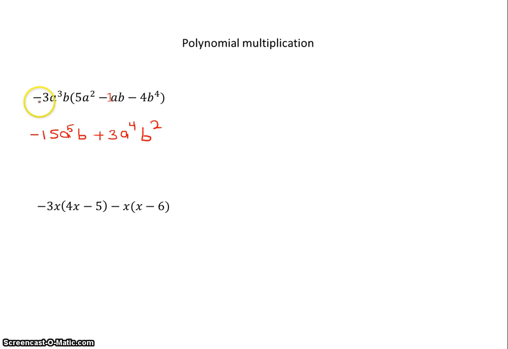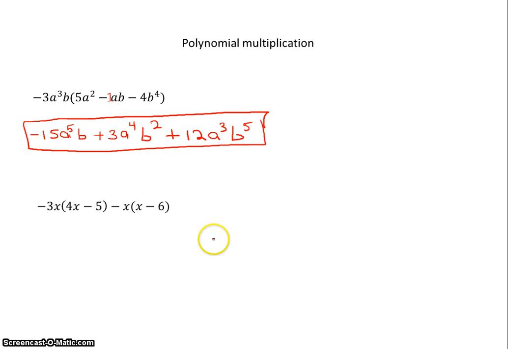Alright, last one. -3 times -4 is a positive 12. There is no a cubed term or a term here, so I'm simply going to keep the a cubed. And b times b to the 4th is b to the 5th. And that is the answer to that one.